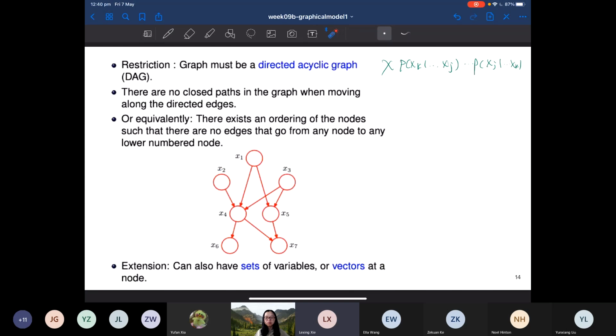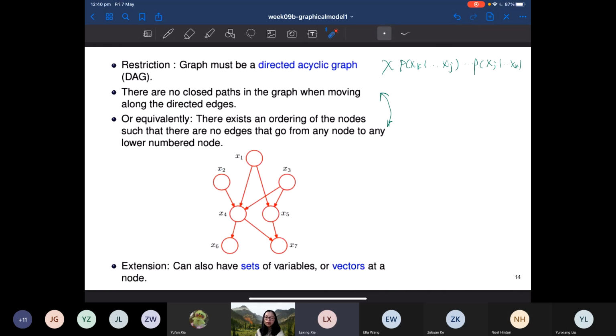So this is equivalent to the node ordering that we talked about, right? This is equivalent to there existing an ordering of the nodes such that there are no edges that go from any node to any lower number nodes. So we are only conditioning on lower number nodes. So this is also a way to check whether we've drawn the Bayes net and written out the conditional distribution factorisation of the joint distribution correctly. It's a necessary condition. It's not a sufficient condition.